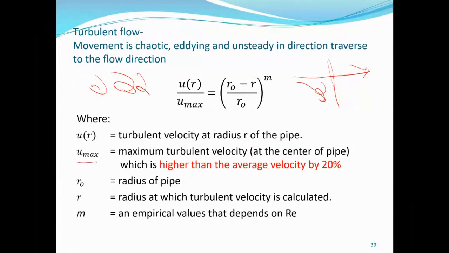This is the maximum velocity, which for turbulent flow is higher than the average velocity by about 20%, while for laminar flow it is higher than the average velocity by 50%. This we proved, that the average velocity is the maximum over 2. And r naught is the radius of the pipe, r is the radial distance, and m has empirical values which depend on the Reynolds number.